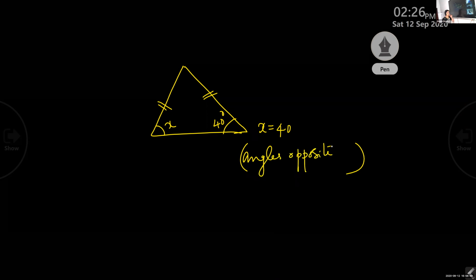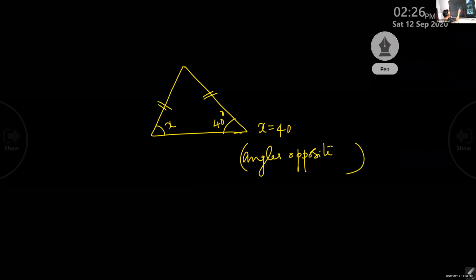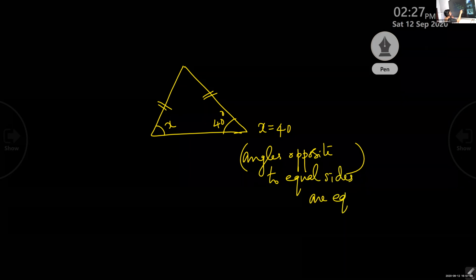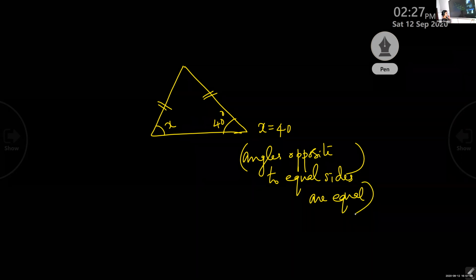Write down the problems in your rough book. And write down in the note after this: angles opposite to equal sides are equal. Sarang Das, are you writing anything? Please write down. You're sitting in the car. Ma'am, can I take my lecture note?